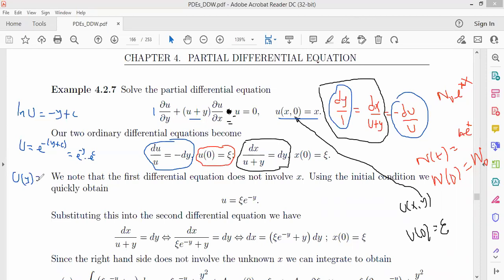This is equal to what? I have this e to the c. I am calling this one a certain constant. I can call this one a certain a. So if I call this one a, then this is a e to the power minus y. Hopefully we are together, guys.